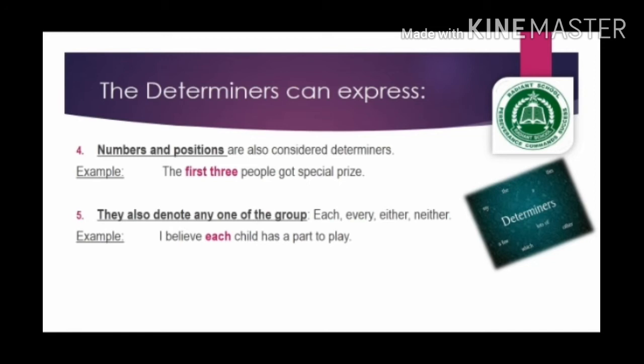The fifth thing that a determiner expresses is that they also denote any one of a group. So that tells us something within the group: each, every, either, neither. If we use it in a sentence: I believe each child has a part to play. Here, each is a determiner.